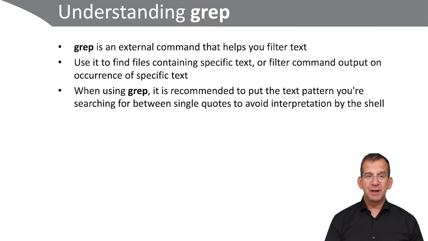Let's have a look at a few examples. First, there's grep root star, which is the shell globbing pattern star, or all files in the current directory, is searched for the occurrence of the text root.